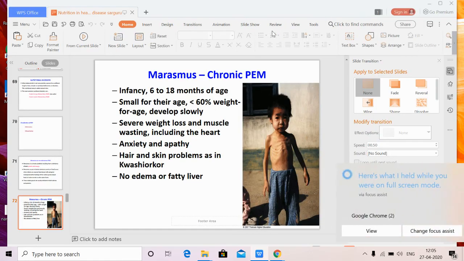Okay, I think that has been classified into kwashiorkor and marasmus. So we can discuss all the things in the next class.